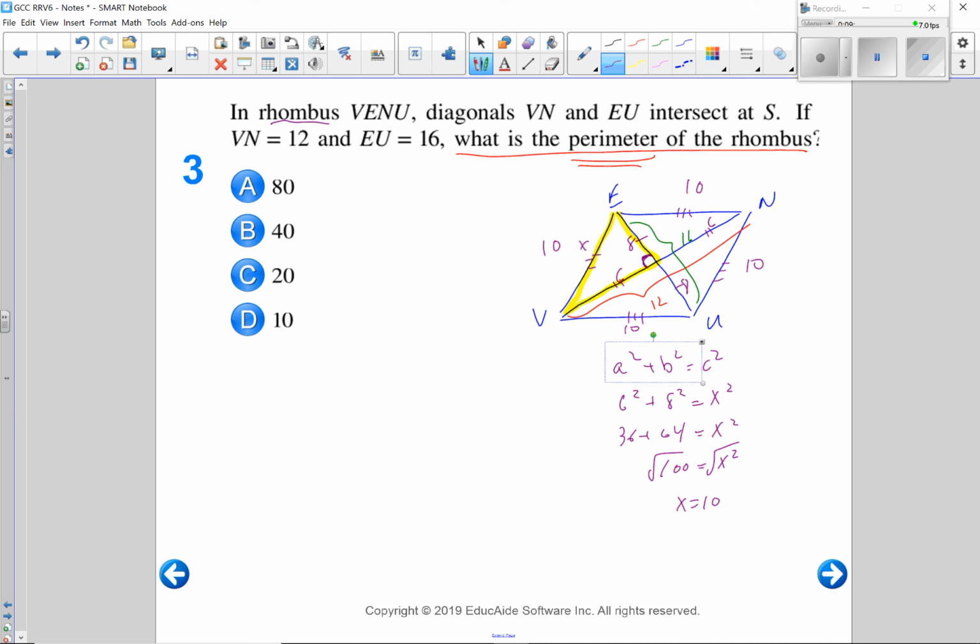So add them all up, or in this case, I can simply say 4 times 10 is going to equal 40. So perimeter equals 40, giving me choice B as my correct answer.